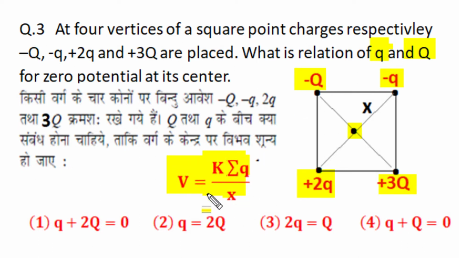and if this resultant potential is 0, then the summation of all 4 charges is 0. This summation, +2q and -q, becomes +q. Similarly, +3Q and -Q become +2Q. So +q plus 2Q is 0 for resultant electric potential 0 here. So this first option becomes the right choice for the relation between the magnitudes of small q and capital Q.